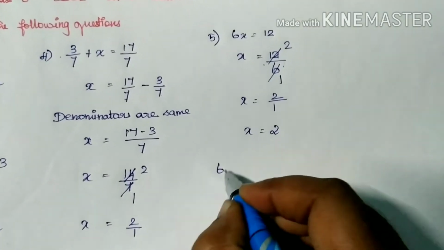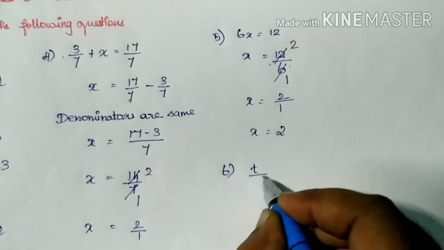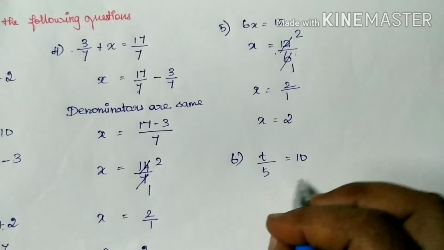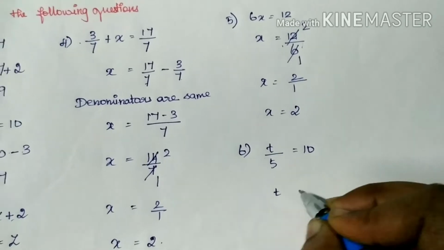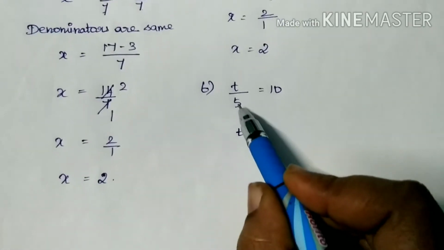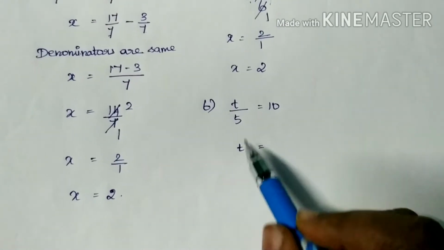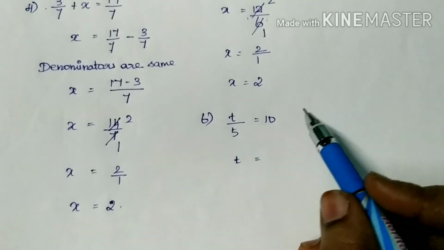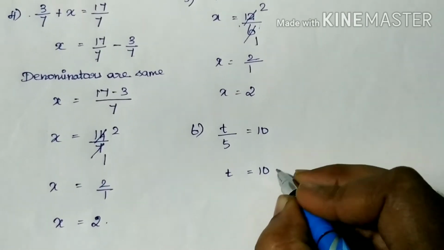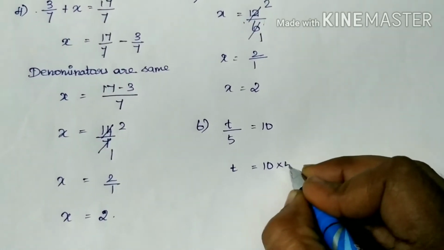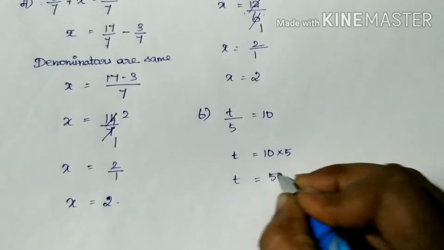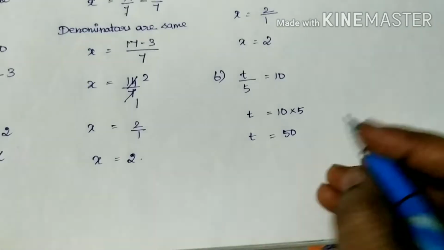So your next, sixth question is t by 5 is equal to 10. You need to find the value for t. Here the 5 is in division, so we take it to that side, which means it will change into multiplication. 10 into 5, so that is t is equal to 50.